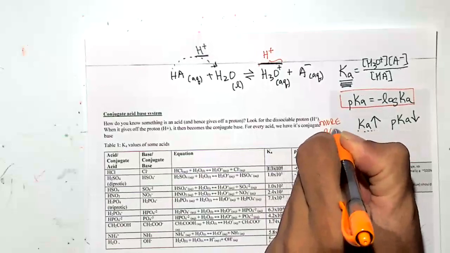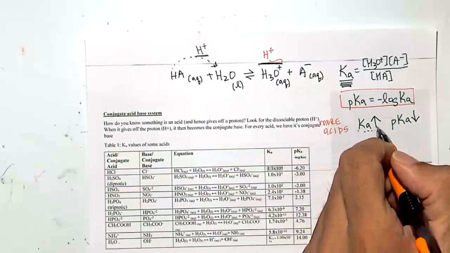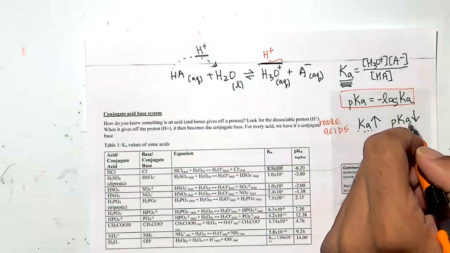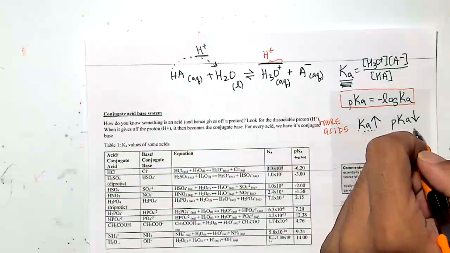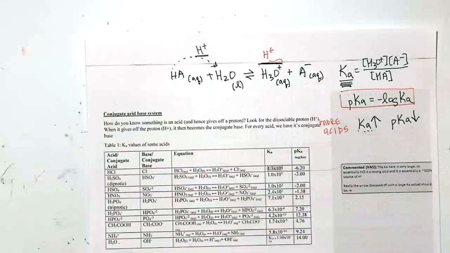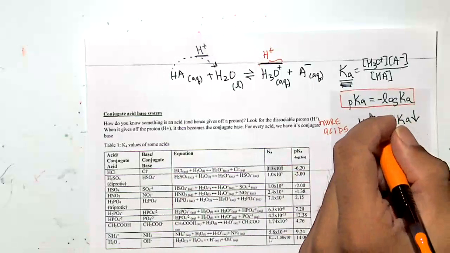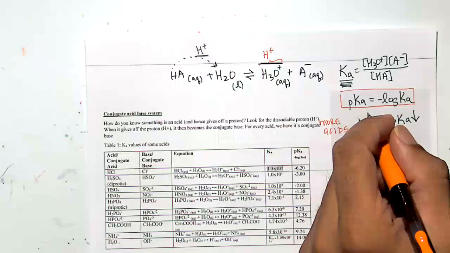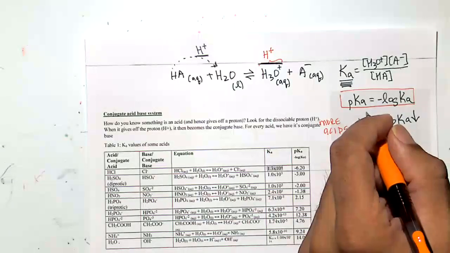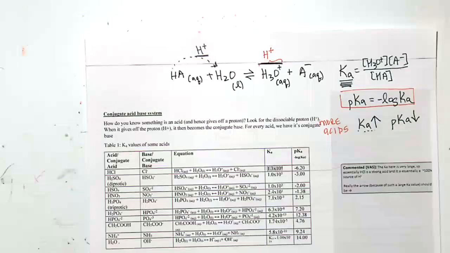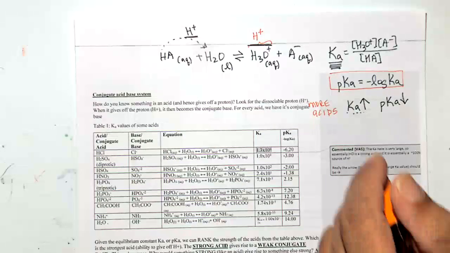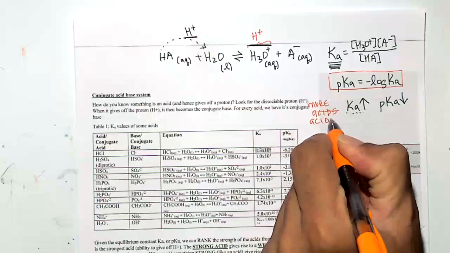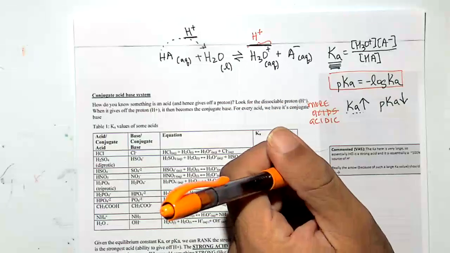So if you were to rank acids on any quiz or any exam, you're looking for the higher value of Ka, or on the flip side, the lower value of pKa. That's just how it works, kind of like pH. What is more acidic, a pH that's 2 or a pH that's 5? The lower value of pH is more acidic.